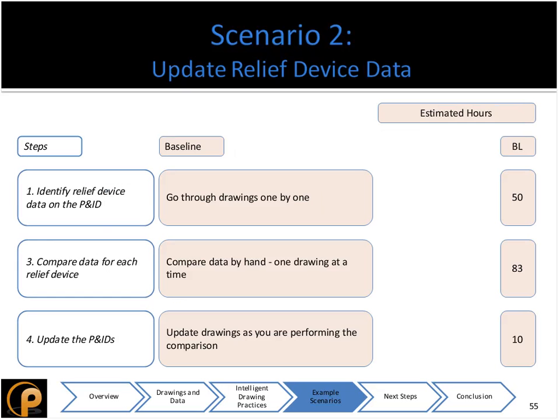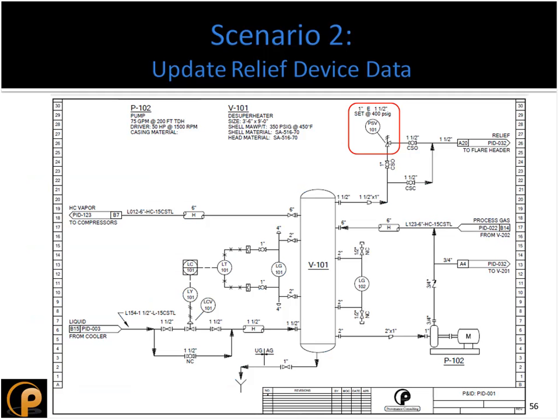So the baseline case, again, very manual effort, right? You need to go through drawings one by one in order to find the relief device data, and then compare that data, again, one by one, by hand, with the relief device software. The time estimate on the right shows this is a pretty big effort. Here's that same P&ID, and this is what you'd have to be looking for, right? You'd have to look for all the PSVs and try to find all the relief device data. Again, you might miss a couple if you're just doing this manually.